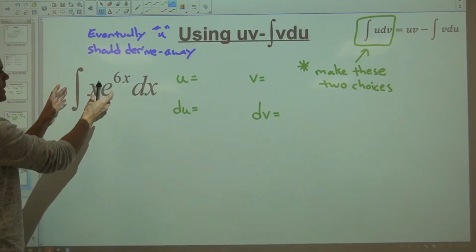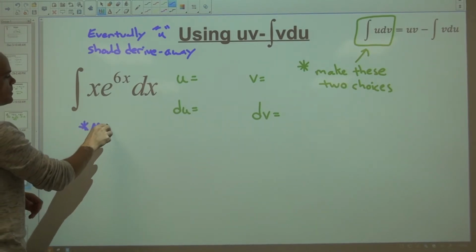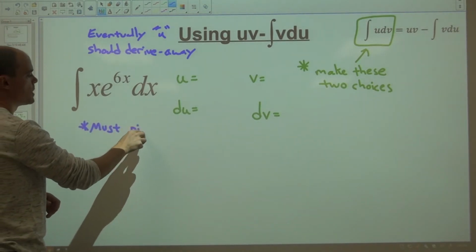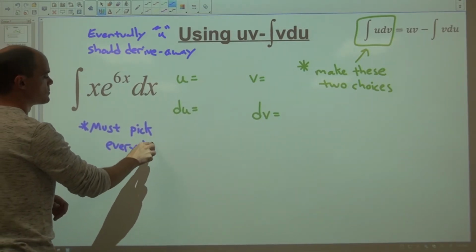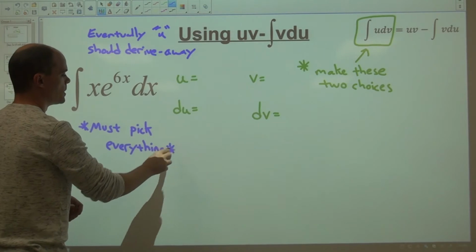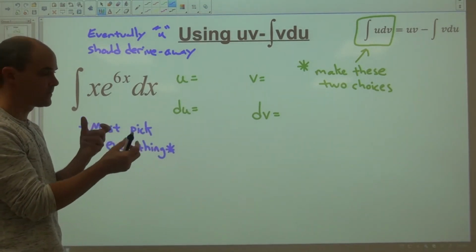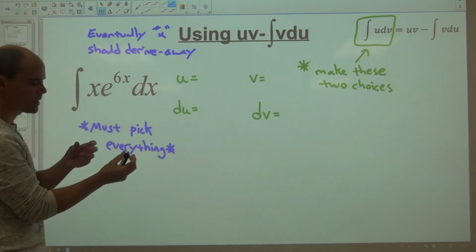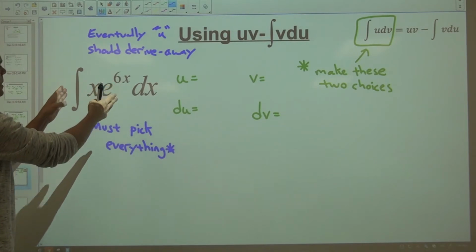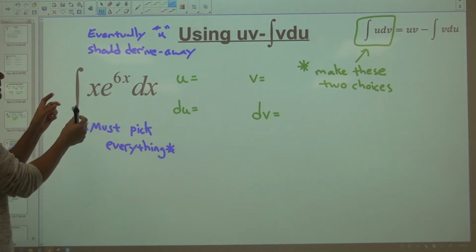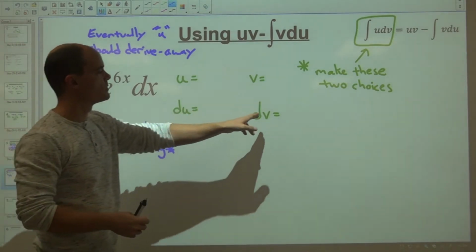So you've really got a couple options here. But with parts, you must pick everything. So everything must be selected. It's not like u substitution. The product rule is all or nothing. There's two things being multiplied. You have to use both of them. You can't just pick parts of it and leave little parts out. It's everything. So in this expression, you have to pick one piece that's going to derive away, and then you have to pick another piece to represent your dv.